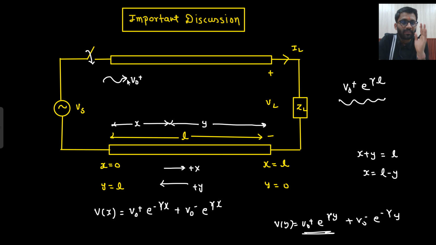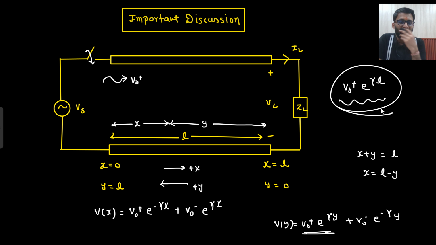So at that time, some student would be having this doubt. That sir, you are saying V0 plus is generated, but if I put y equals to L here, because at the source end you have y equals to L, then this is generated here. So there is something wrong in the equation. No, that is not wrong. What I mean to say is that my V0 plus itself was V0 plus e to the power gamma L.